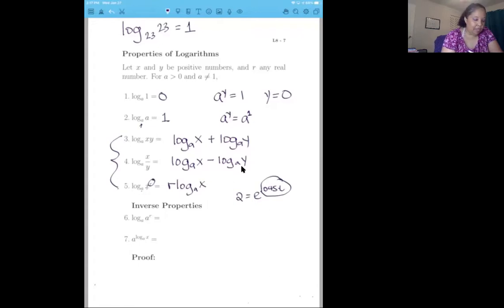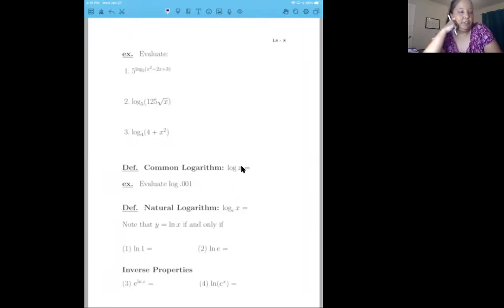All right, a couple inverse properties of logarithms. If I have log base a of a to the r, well, remember I can bring that r out in front. And then we just said that log base a of a is always 1. So that equals r. So if I have log base a of a to the r, it just equals r. All right, if I just have a to the log base a of x, well, that equals x.